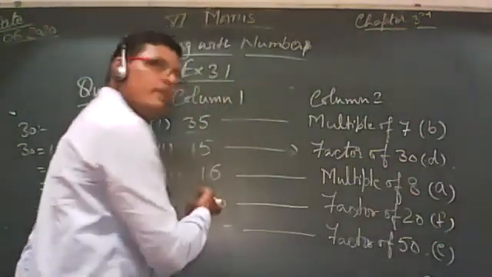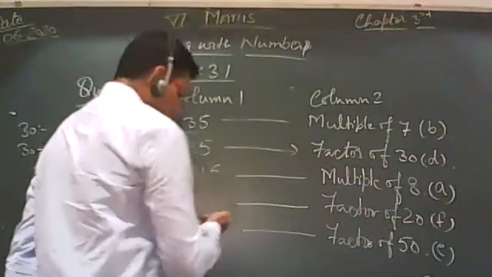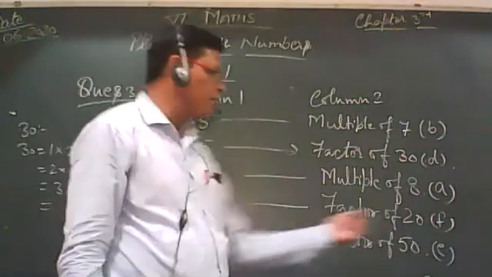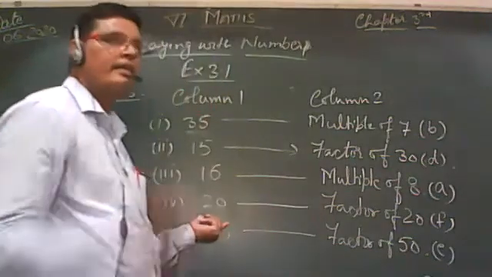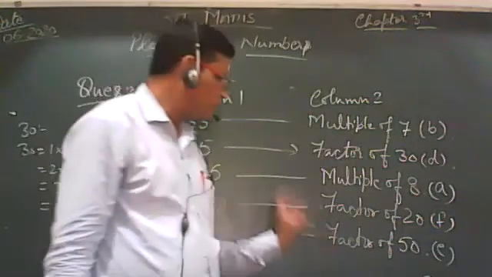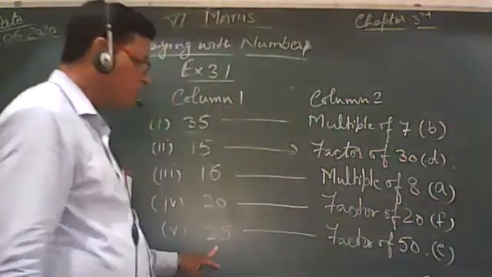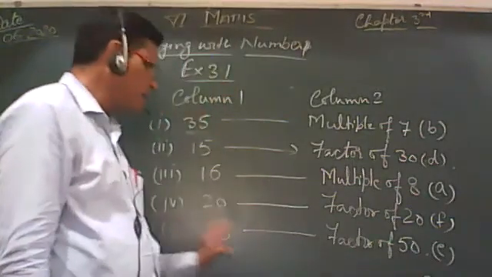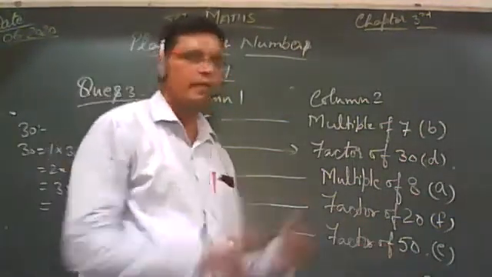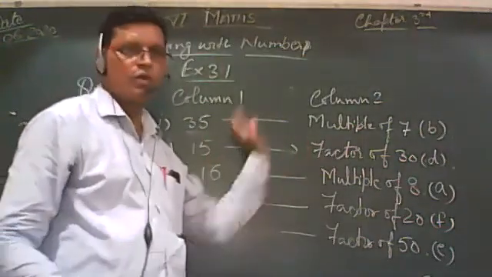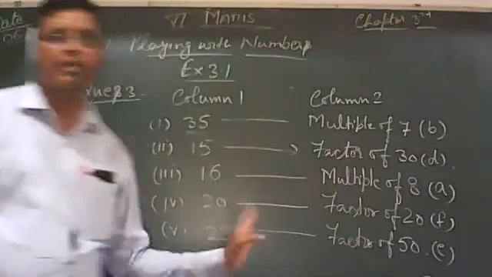20 is a factor of 20, because if you divide it by 20, it is exactly divisible. Remainder comes 0. Therefore, 20 is a factor of 20, and 25 is a factor of 50, because if we divide 50 by 25, it is exactly divisible. And we match all of column first to column second, and that is our answer.